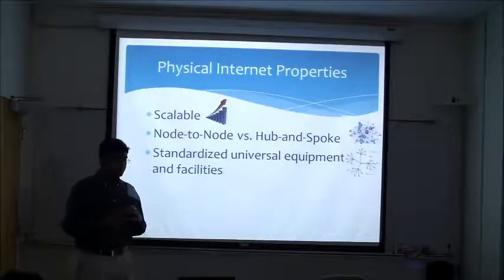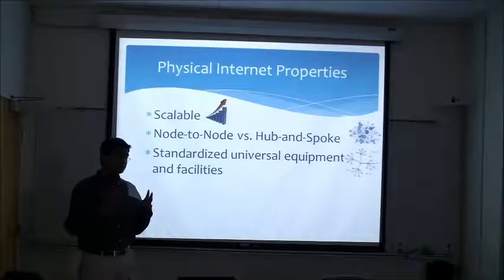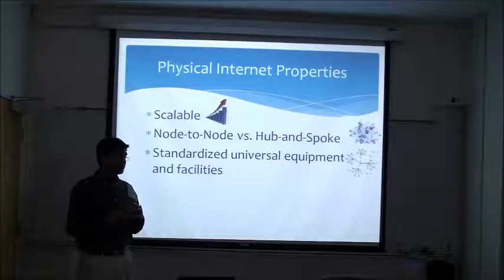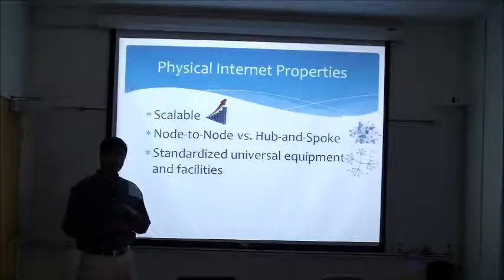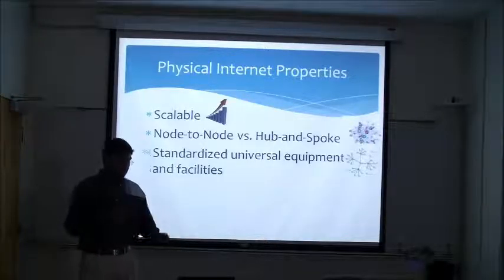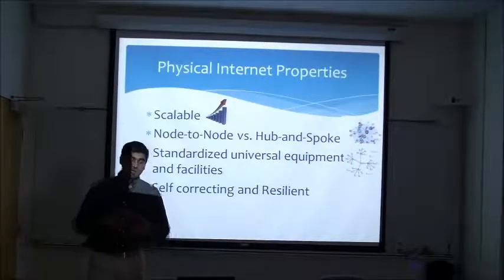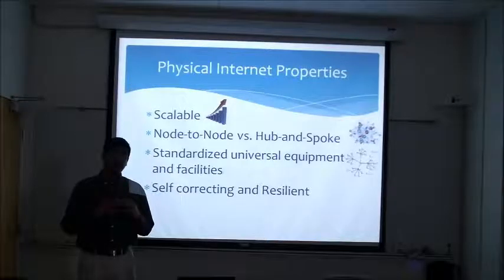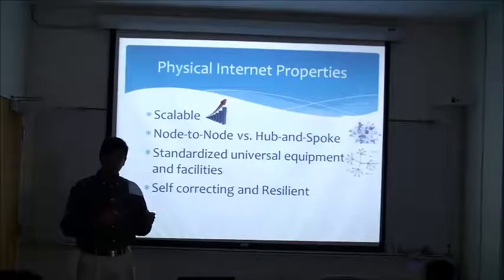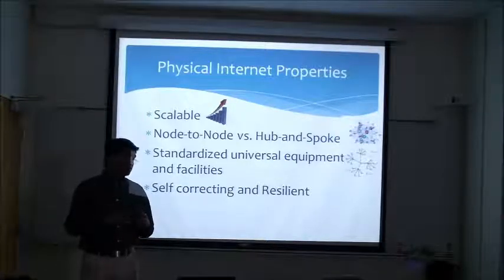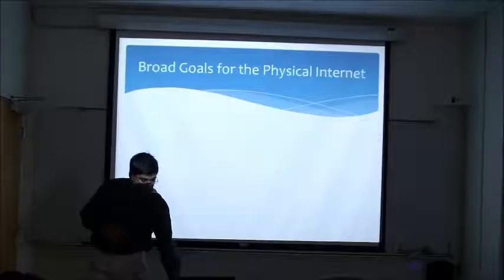It'll have standardized universal equipment and facilities. That means products get packaged in standardized boxes and distributed in a modular system, and this modular system will effectively and efficiently process the goods at terminal facilities, and they'll quickly go out in a matter of seconds as they come in the door. This is self-correcting and resilient. Whenever there's a breakdown or congestion in one of the networks, it'll stop going on that network and take an alternative, like the internet does if there's a data failure.